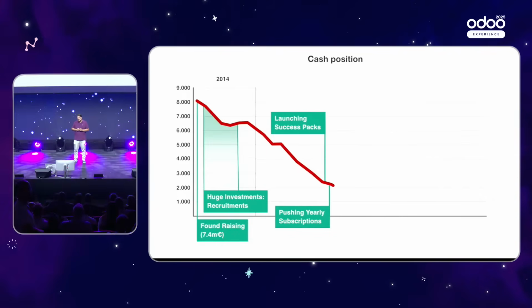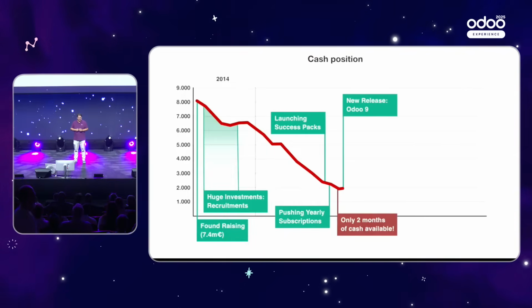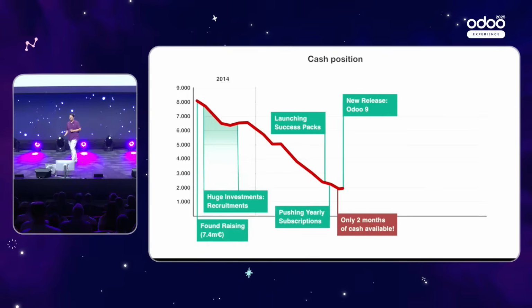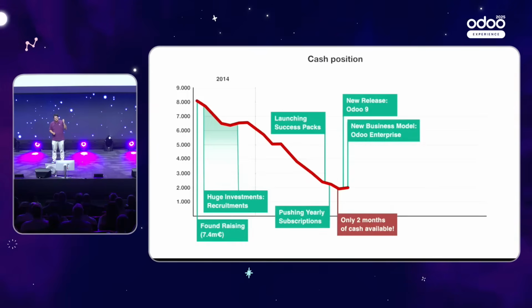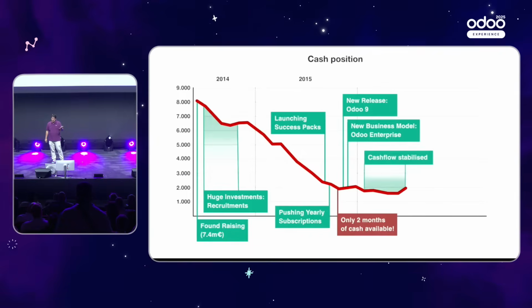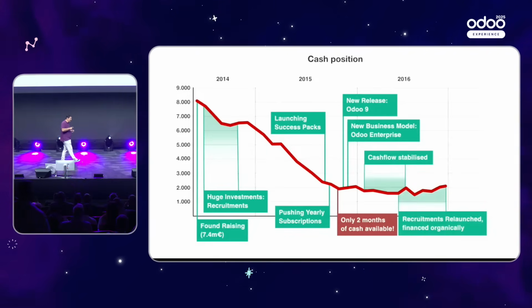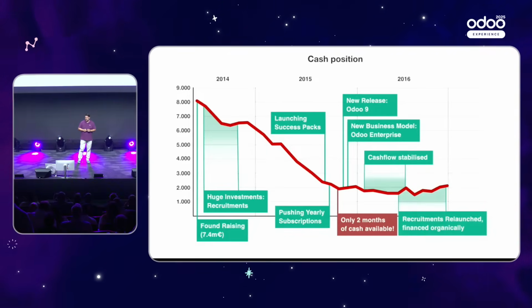So we started to panic because we had only 2 months of cash available at that time. And you can clearly see that if you continue the curve, it's going to be very negative. Then we started to do a lot of things. New release, we started to push yearly subscription rather than monthly to get cash up front. New business model, that's where we were forced to switch to the Odoo Enterprise business model. And we succeeded to stabilize the cash. And then it started to grow again 2 years later.